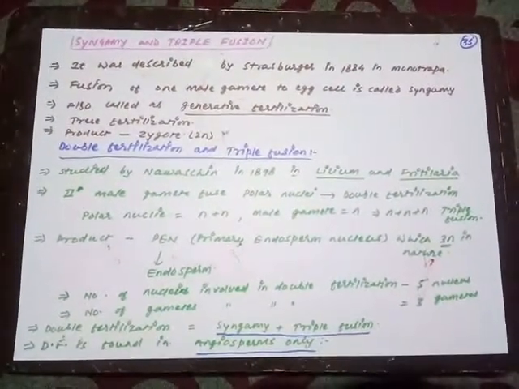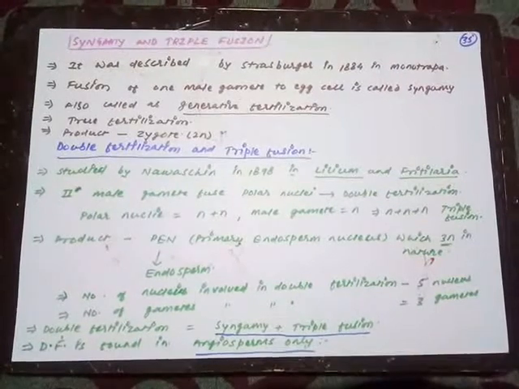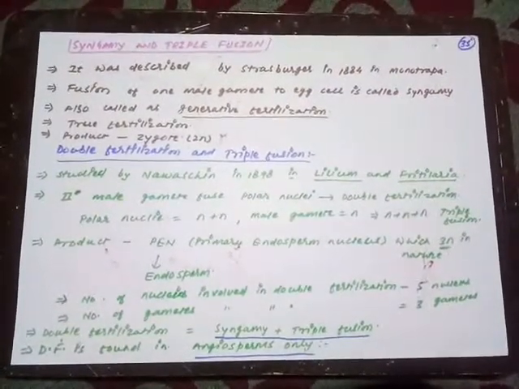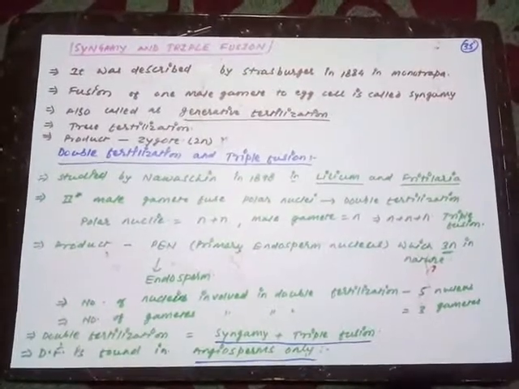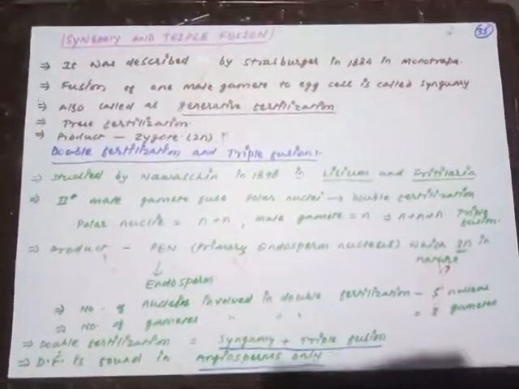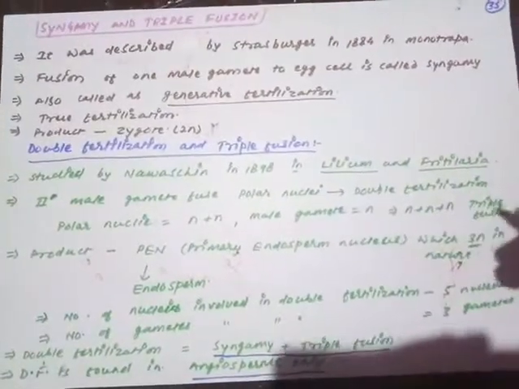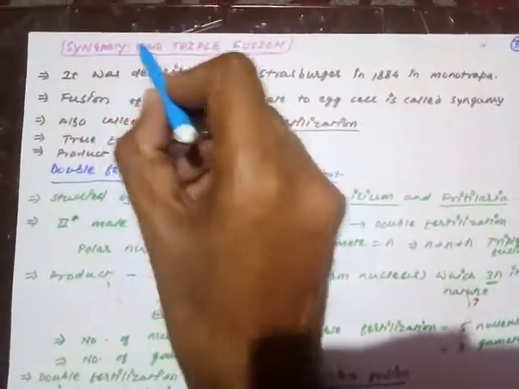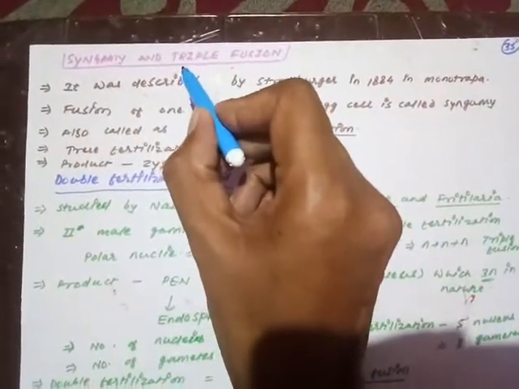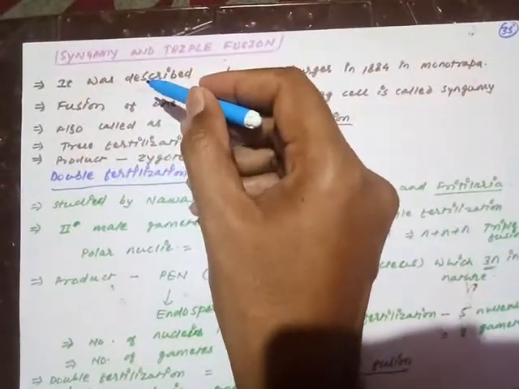So two steps of fertilization we have completed. First of all, the pollen germination and growth of the pollen tube. The second step, how the pollen tube enters the site of fertilization, that is the embryo sac. And when it enters the site of fertilization, what happens? The syngamy and the triple fusion. So the third step of fertilization is syngamy and triple fusion. All this we are just going to see.